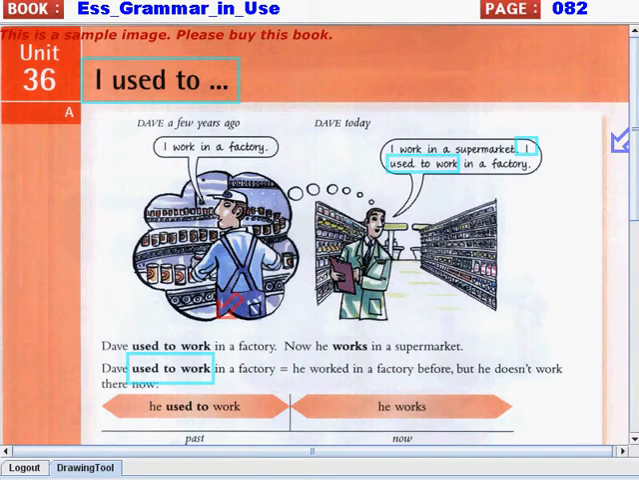If you can still remember, we talked about the phrase "I used to." We talked about Dave, what his work was before and what his work is now. Dave used to work in a factory. Now, he works in a supermarket. So there's a change between the past and present.